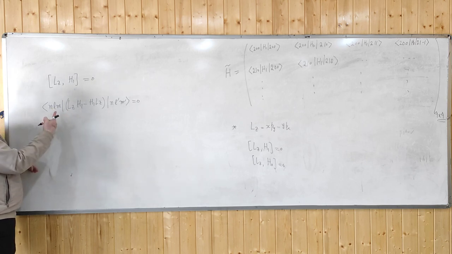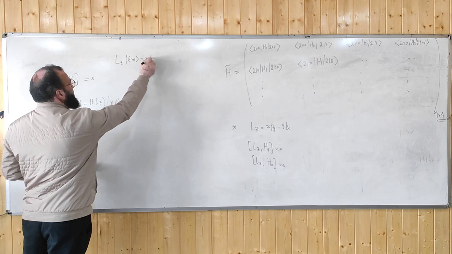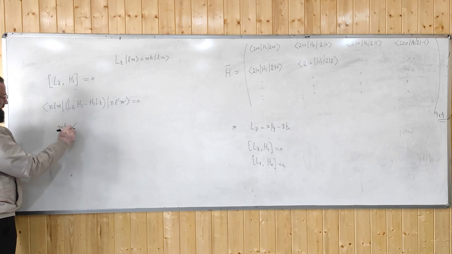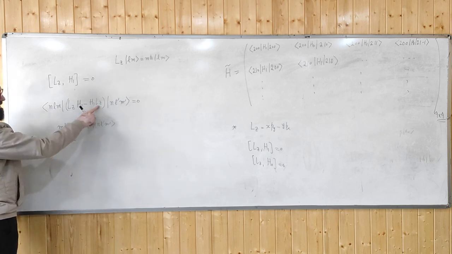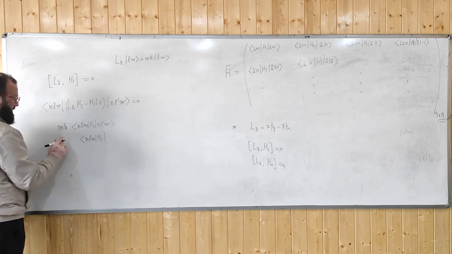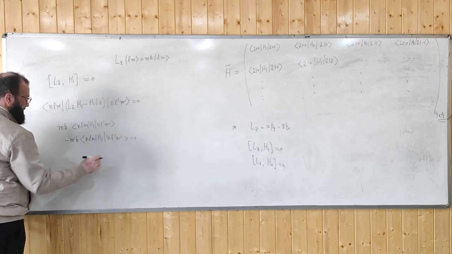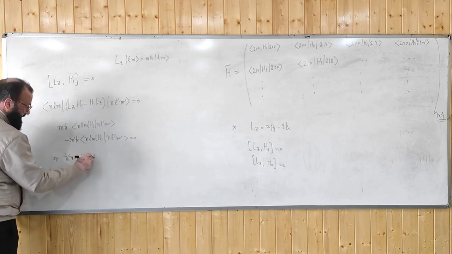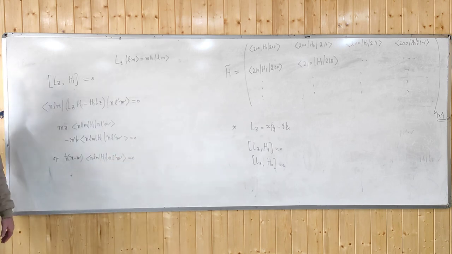So now what is the L_z acting on this |l m⟩? It will give me m ħ. Clear? So what you will get here is m ħ ⟨n l m| H1 |n l' m'⟩, minus L_z acting on this, so you are getting minus m' ħ ⟨n l m| H1 |n l' m'⟩. That is equal to 0, which you can write as (m minus m') ħ ⟨n l m| H1 |n l' m'⟩ equal to 0. Clear?